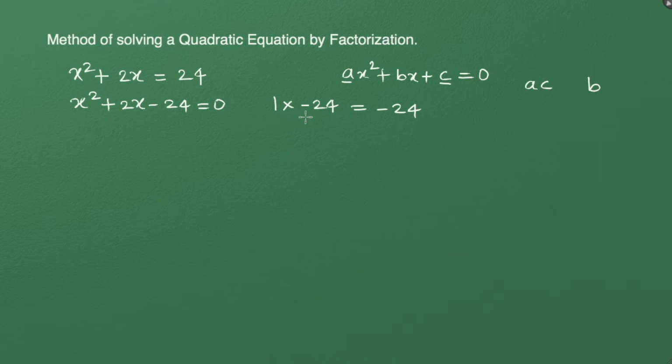That is, we have to find two numbers such that when multiplied gives minus 24 and the same two numbers when added gives plus 2. So these two numbers are 6 and minus 4. It is because 6 multiplied by minus 4 gives minus 24 and 6 minus 4 gives you plus 2.